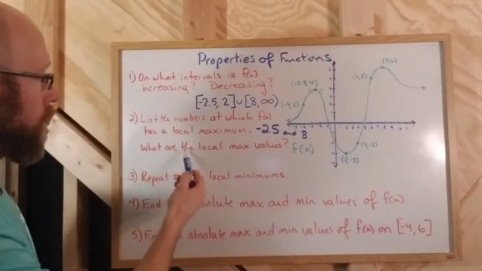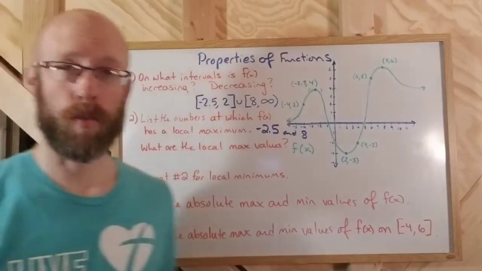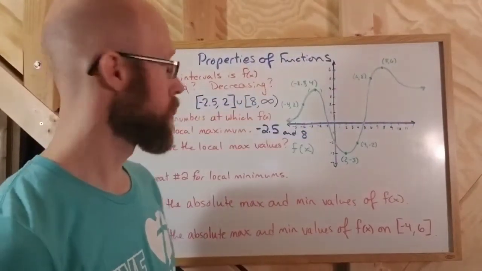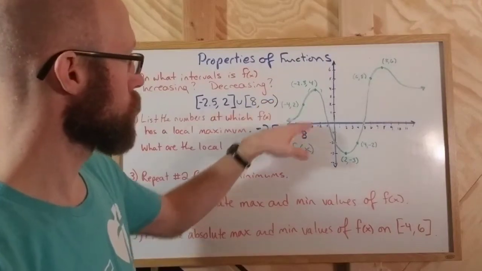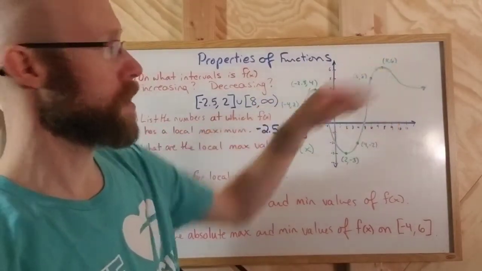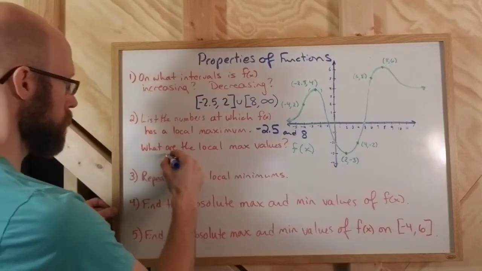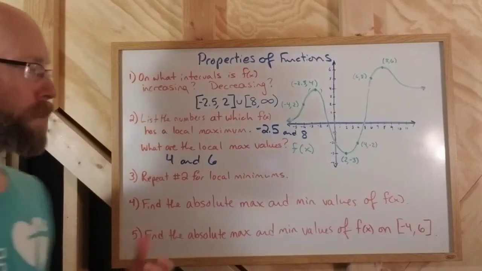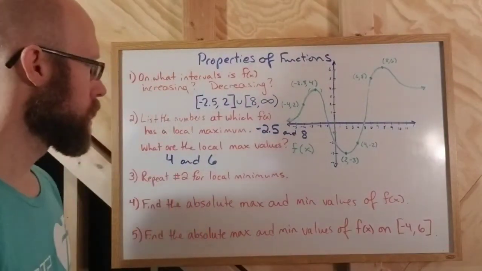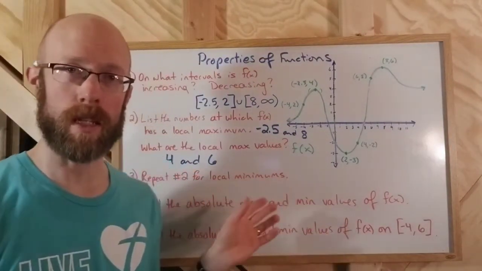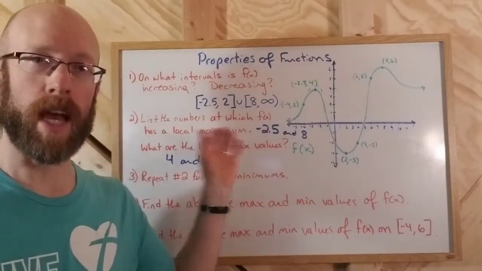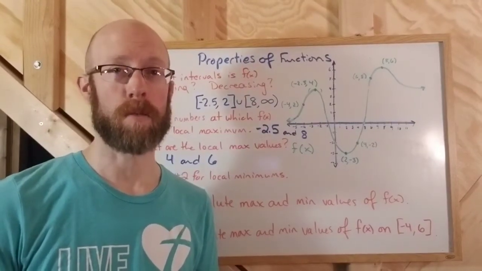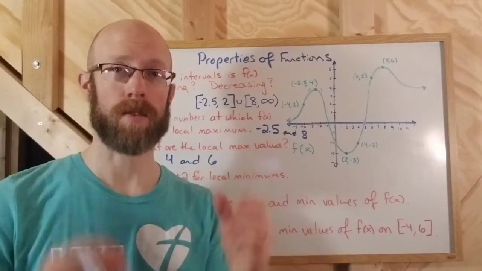Then it says, what are the local max values? So those are the y values for those points. So what is the height for each of those points? And the height for the first one is 4, and for the second one is 6. So we could say 4 and 6 are the local max values. Okay. Now it may ask you something slightly different. Instead of asking you for the x and y values separately, you may be asked for what are the local max and min points, in which case you would put them together as an ordered pair.